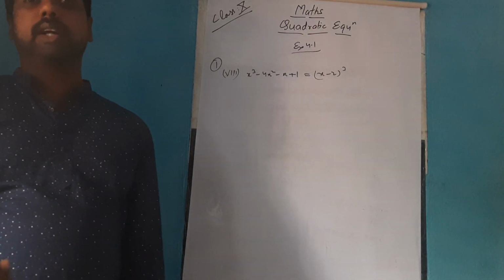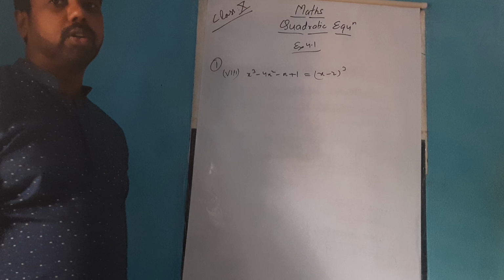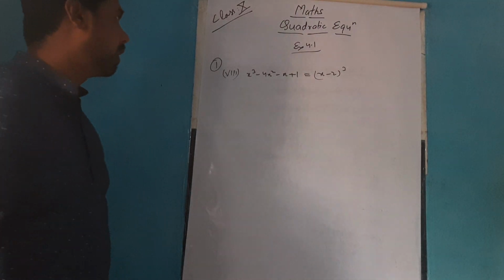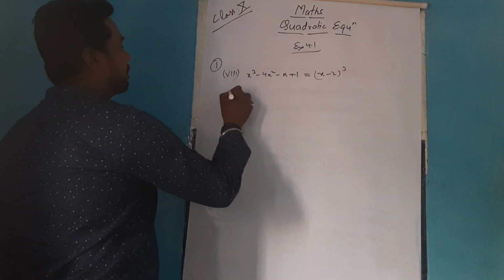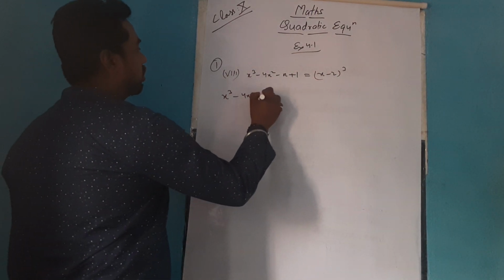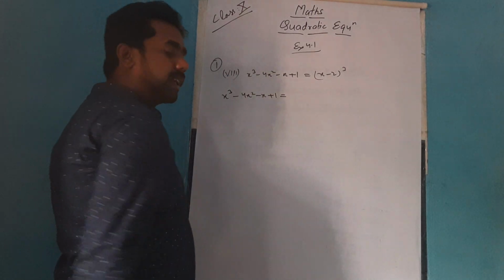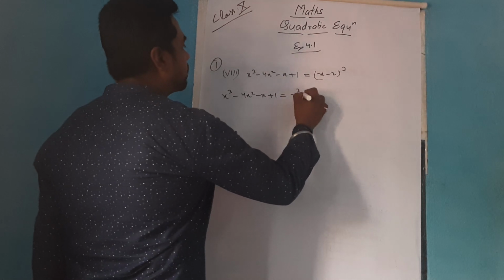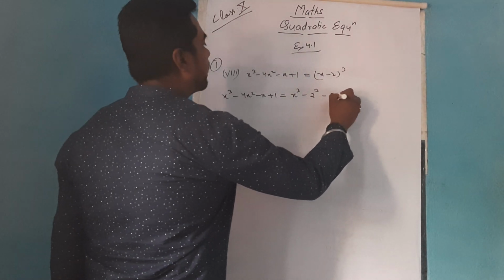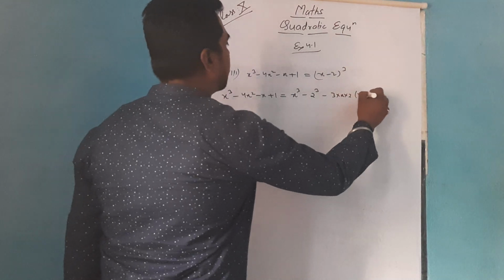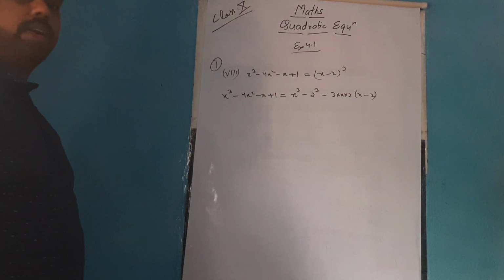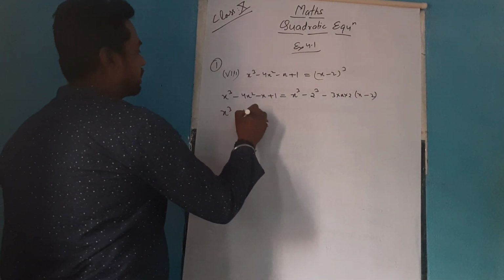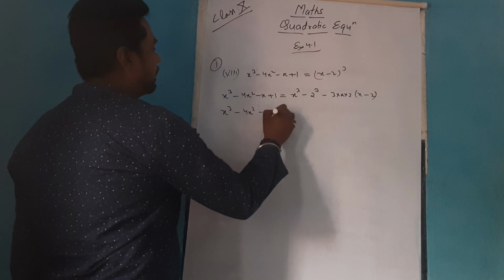So it might be possible that the cubic terms are going to cancel. For that we have to solve the RHS, as the left side is already solved. So we will copy the left side, x cube minus 4x square minus x plus 1, and the right side we will open using the identity a minus b whole cube, which is a cube minus b cube minus 3ab times a minus b. We'll open the bracket in that form.